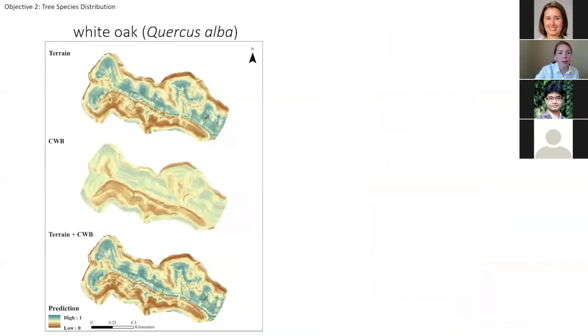We then have white oak. So same type of patterns we're seeing between the models. We're seeing that it's at middle to lower topographic positions on the southwest facing slope. We see the same patterns portrayed by the combination map.